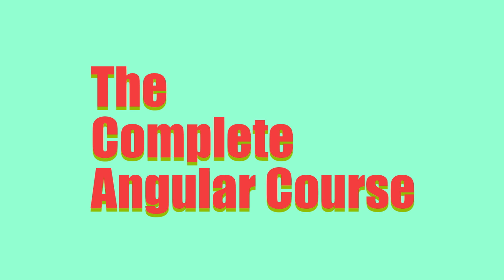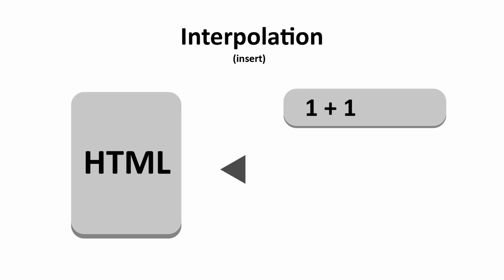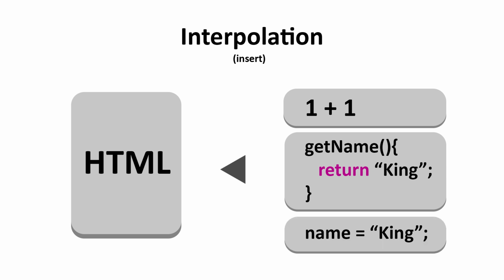In this video, I'll be talking about interpolation. Angular provides a way for us to insert expressions inside of an HTML page. This behavior is described by the term interpolation. It allows us to dynamically display contents on the page by performing logical expressions or linking data between our class and the HTML page.